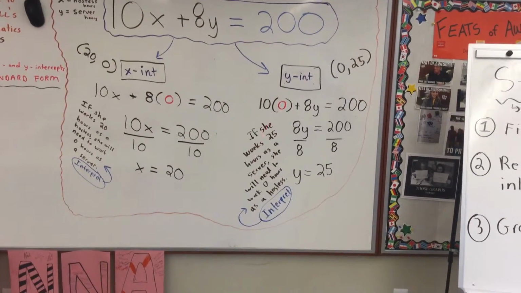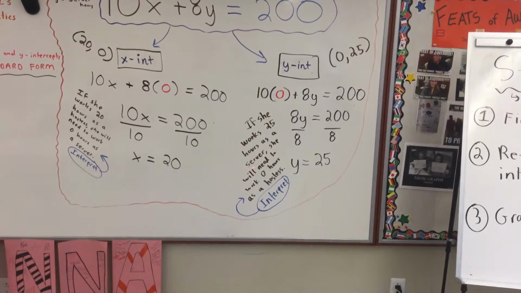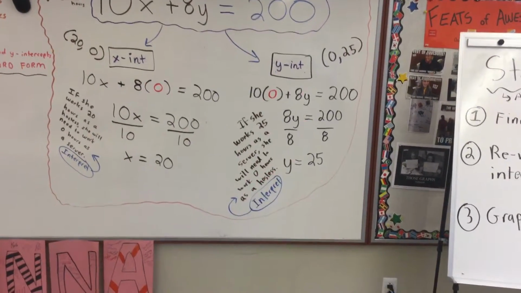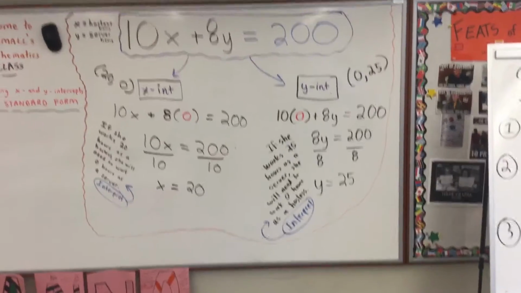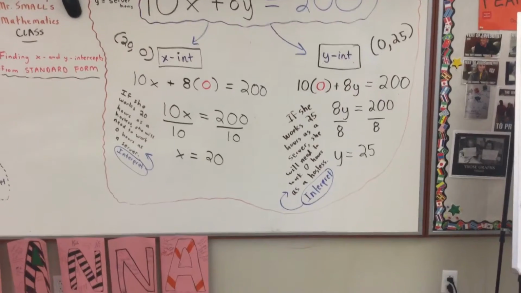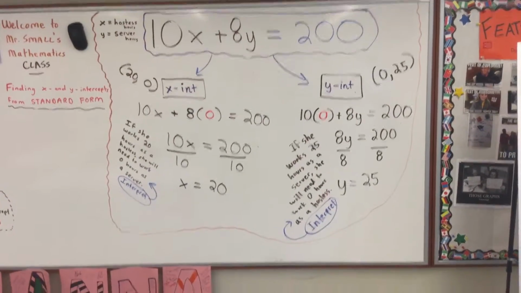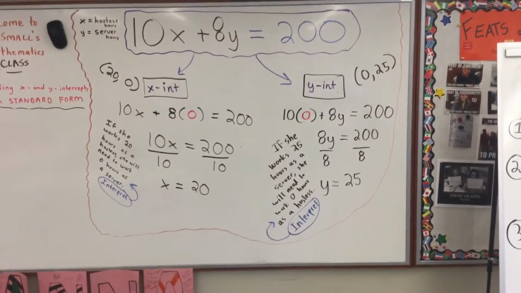Here, the y-intercept: if she works 25 hours as a server, she will need to work 0 hours as a hostess. That's what that means. Okay, now, so we've found the x and y-intercept, which is always something we could do. But we also need other combinations.